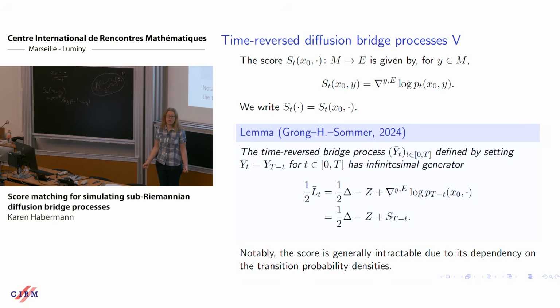But in general, this score we basically don't have explicit access to. So this is usually very intractable. There are a few cases where you can still write it down explicitly, but usually it's like, okay, how do we even get access to this? And this is where the full power of machine learning and neural networks comes in.